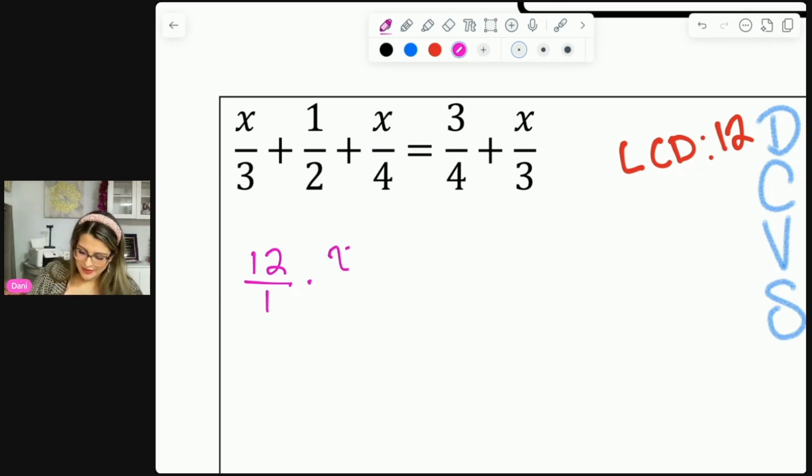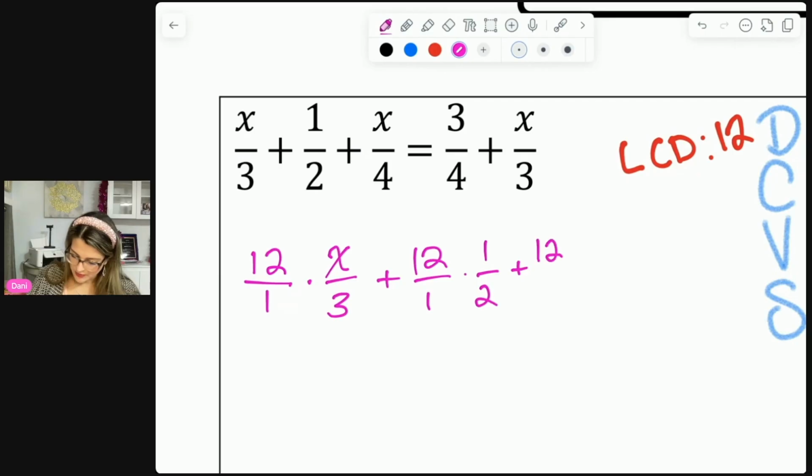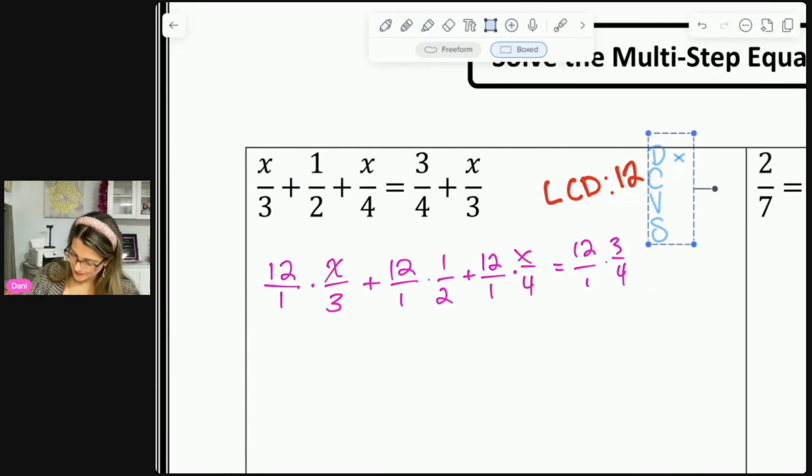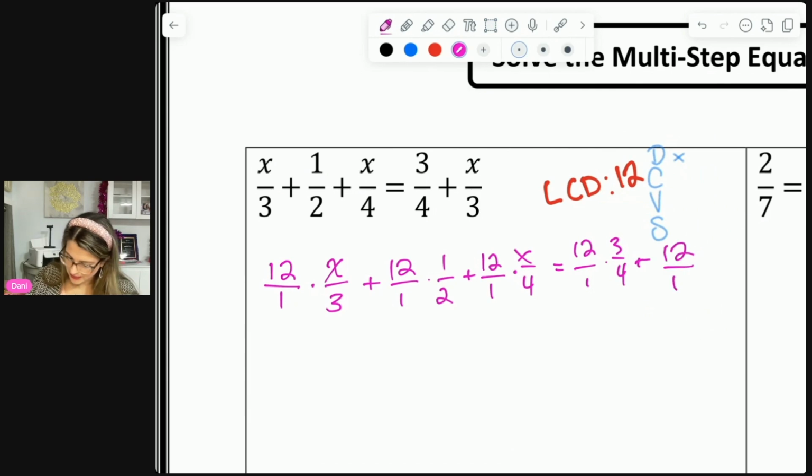Okay. x over 3 plus 12 over 1 times 1/2 plus 12 over 1 times x over 4 equals 12 over 1 times 3/4. Oh boy. Let's move this out of the way. All right. Plus 12 over 1 times x over 3. Wow. It's a lot, but it's okay. We're going to simplify now.